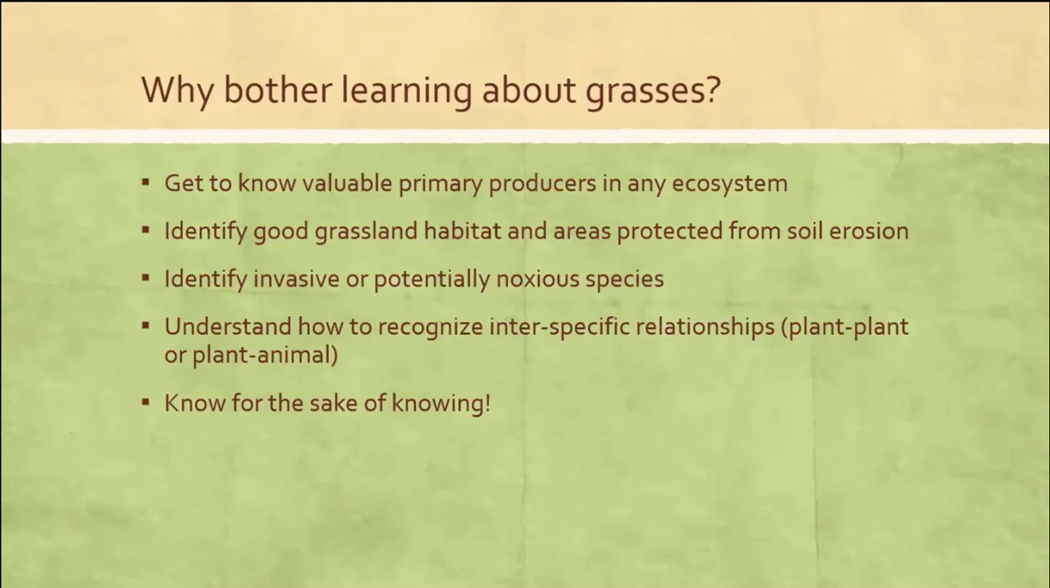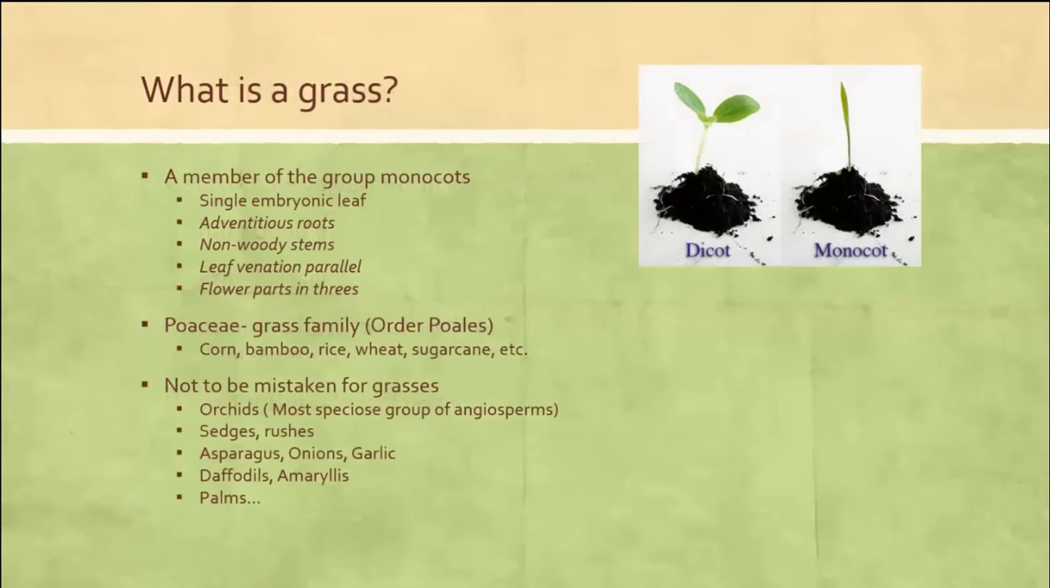So, brief introduction: what is a grass and what is not a grass? Typically, flowering plants, or angiosperms, can be divided into two groups: dicotyledonous plants, or dicots, and monocotyledonous plants, or monocots. As their names imply, it just refers to the number of embryonic leaves in the plant.